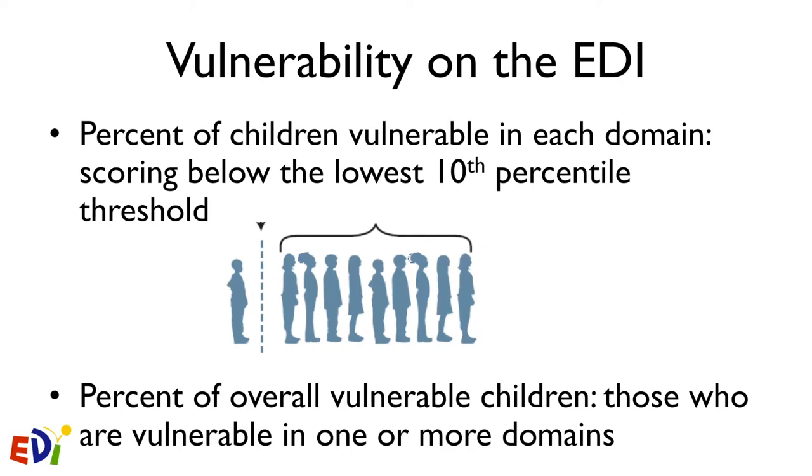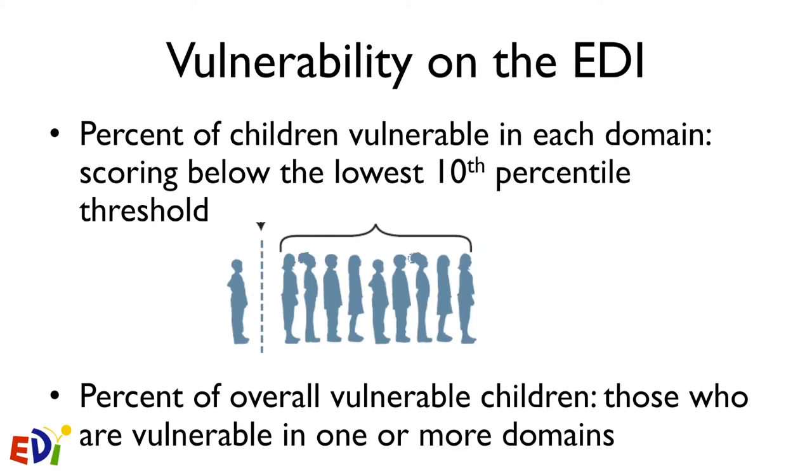So the idea was to have a different way of scoring the information from the EDI, and that was the concept of vulnerability. For each of the 5 domains in Canada, based on a normative sample of just over 160,000 children, we've established cutoffs at the 10th percentile of the distribution. For each domain, each child's score is compared with that 10th percentile boundary, and a child is deemed vulnerable or not on each of the domains.